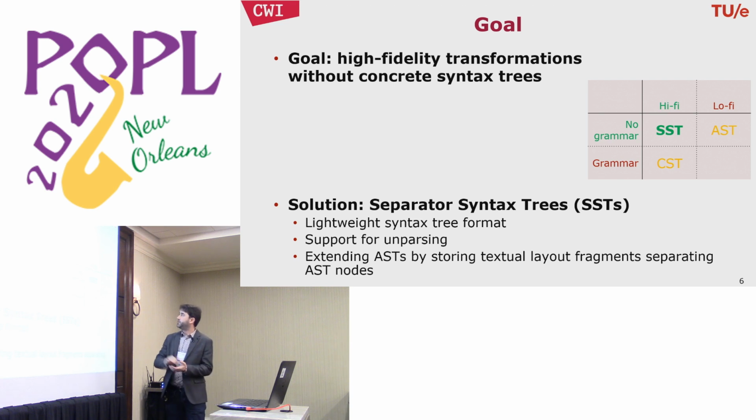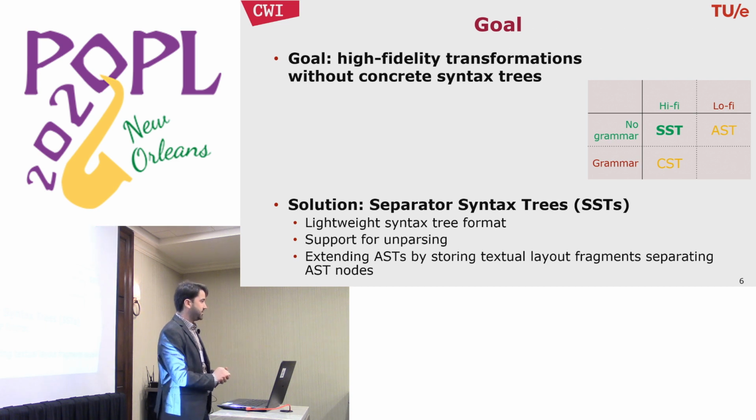So just to position it a little bit, what we see is that concrete syntax trees are high fidelity, but they do require a grammar. On the other hand, abstract syntax trees are low fidelity, but don't require a grammar. And with SSTs, the separator syntax trees, we want to have the best of both worlds. Like I said, it should be lightweight, just like abstract syntax, and we want to be able to unparse it back to source code.